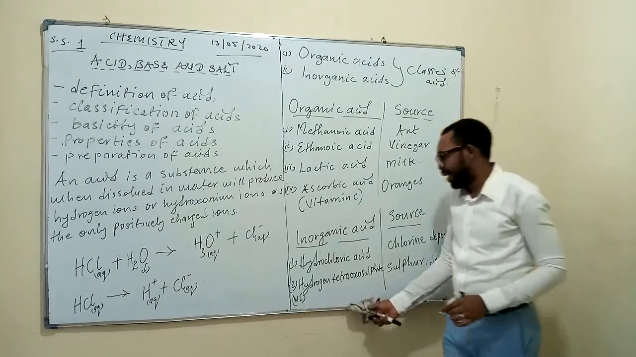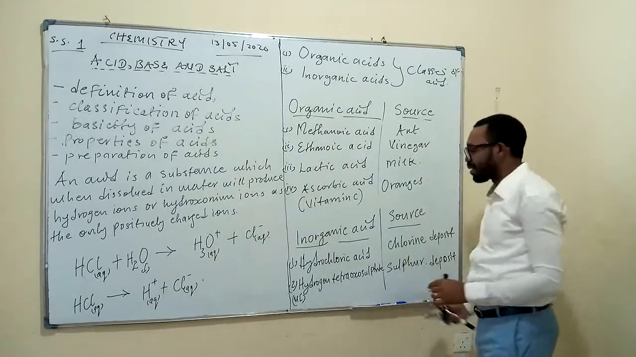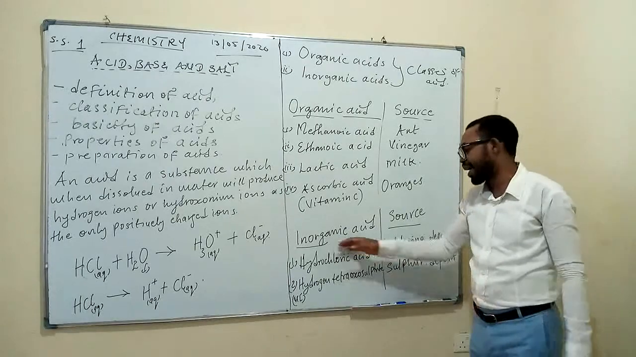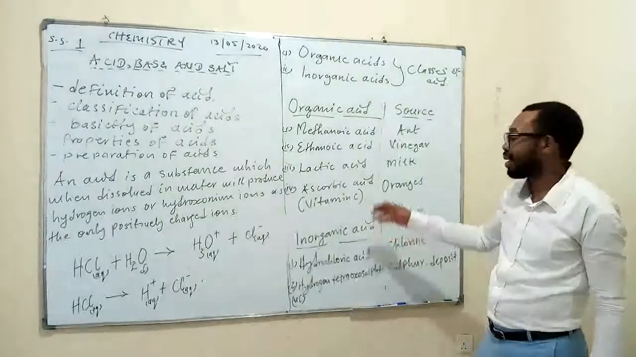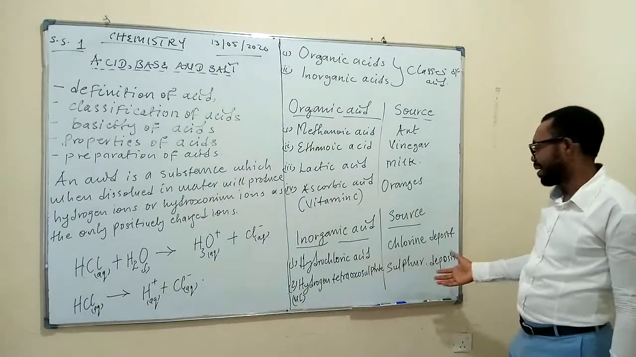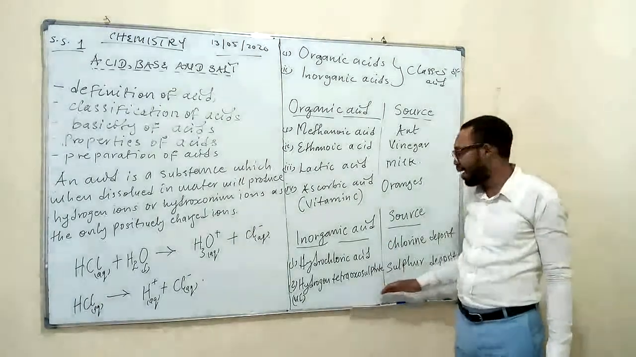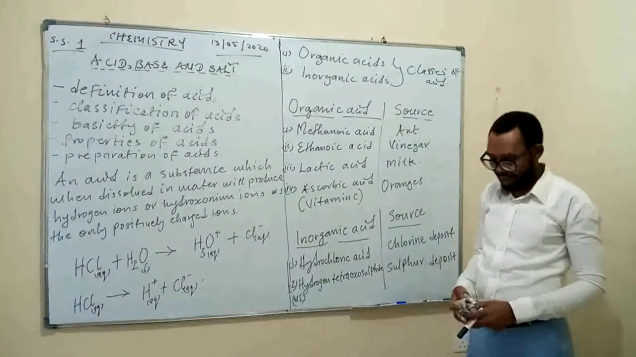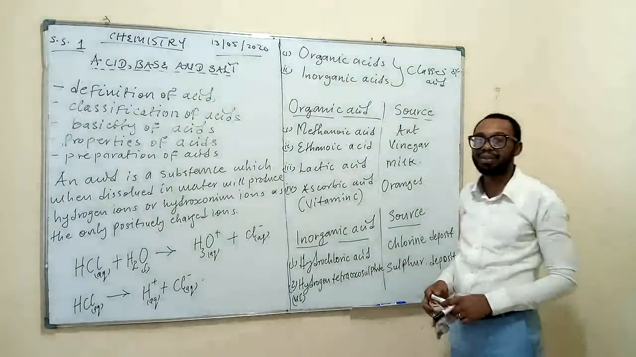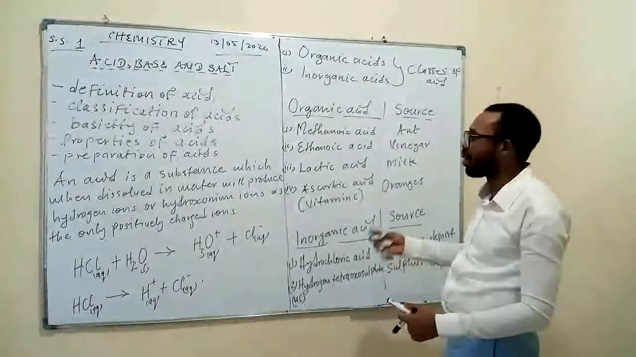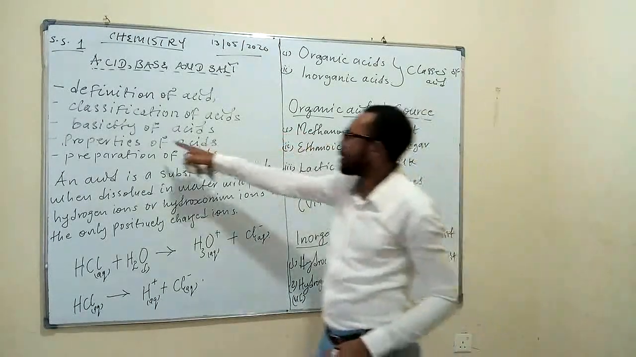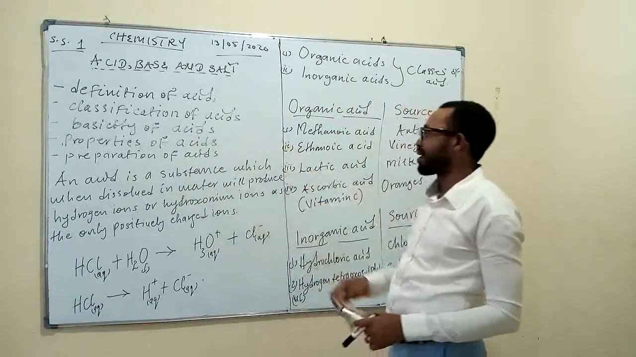And so forth. Then we will have the third type of inorganic acid, which could be hydrogen trioxonitrate 5, gotten from nitrogen deposit, and so on and so forth. Okay, now we will go back to the next, which is basicity of acids.